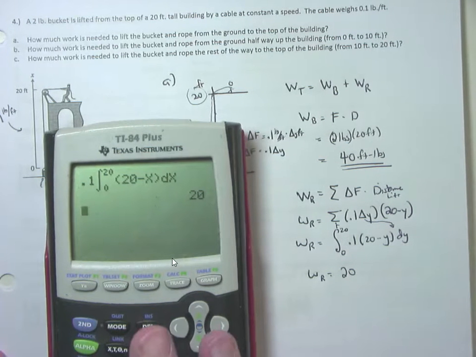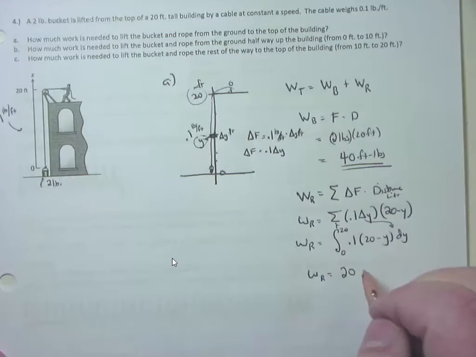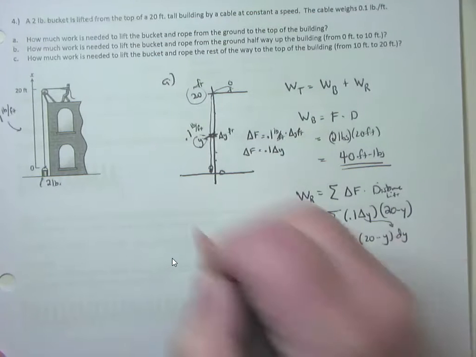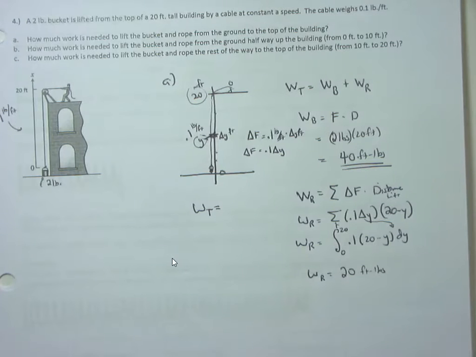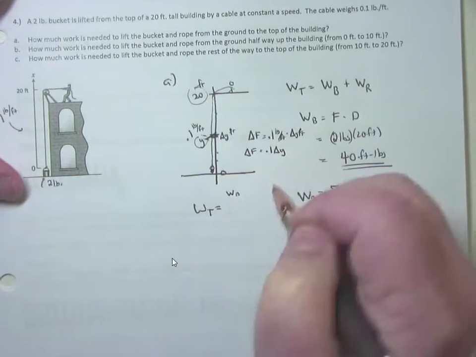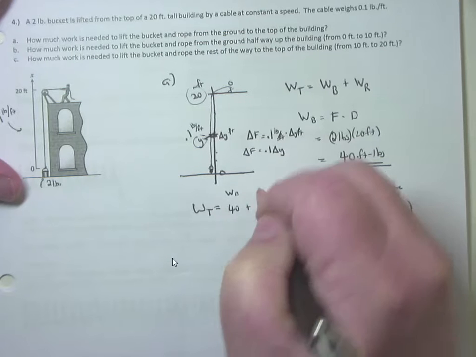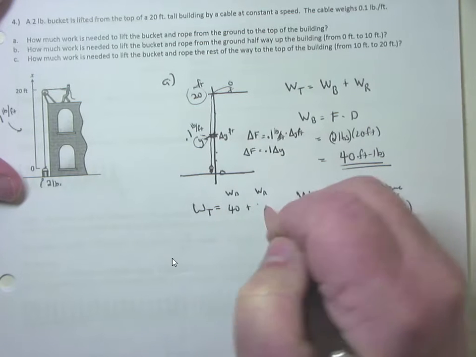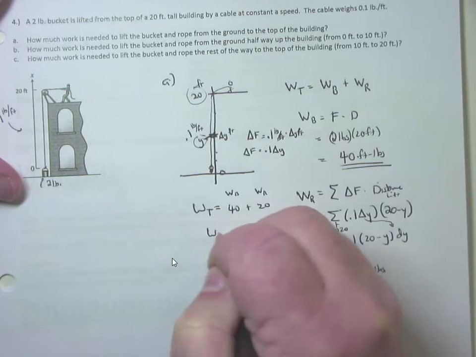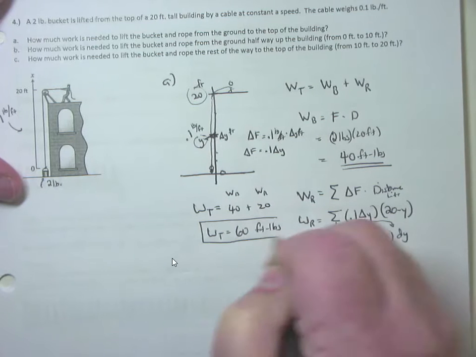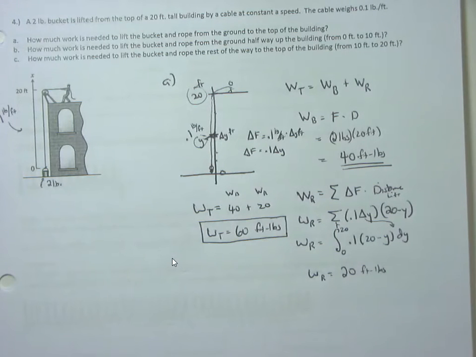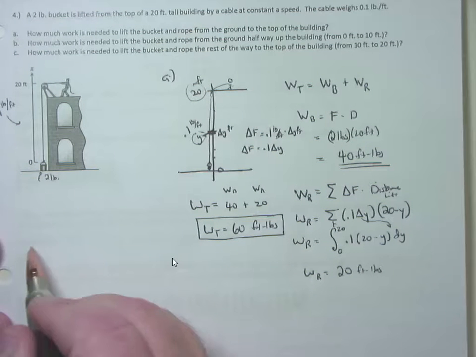And what would that end up being? 20 what? Foot-pounds. So what is the work total for this particular problem? What's my answer going to be? Well, it's the work on the bucket, which was 40 foot-pounds, plus the work on the rope, which was 20 foot-pounds. So the work total would be 60 foot-pounds. Did I lose you guys anywhere? Does that make sense? But watch what happens when you look at it from a part B, part C perspective here.